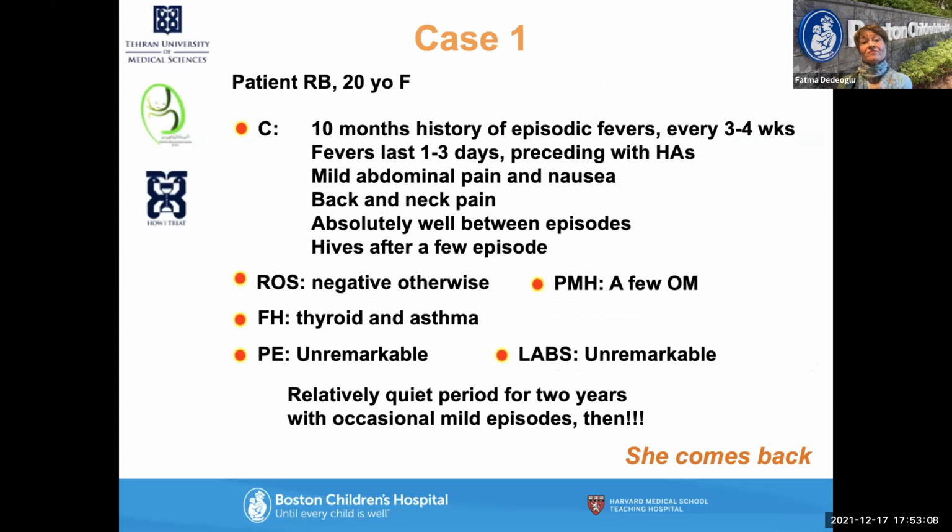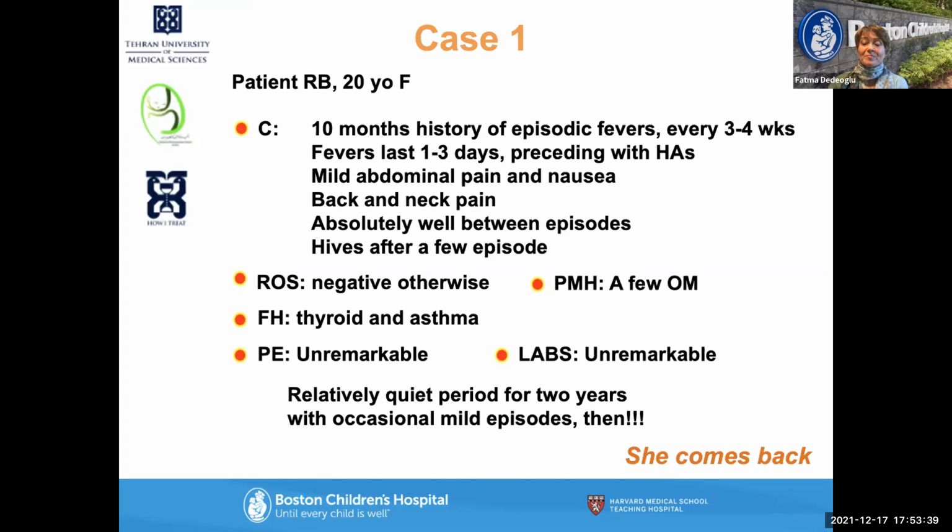This is a patient, now 20 years old, but I met her when she was 5 or 6. She came initially with a 10-month history of episodic fevers, coming every 3-4 weeks, lasting 1 to 3 days, with some headaches, abdominal pain, back and neck pain, and she was well in between episodes. Review of systems and family history were unremarkable. Labs were unremarkable in between episodes. And I considered she could have PFAPA or another type, or FMF, for example.